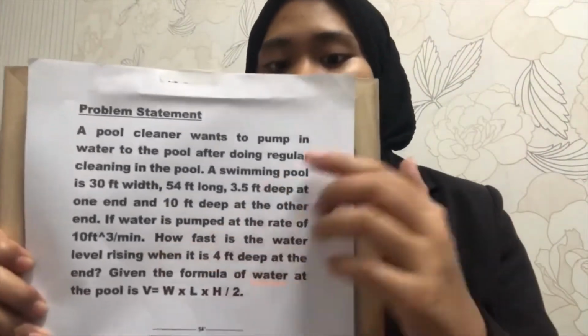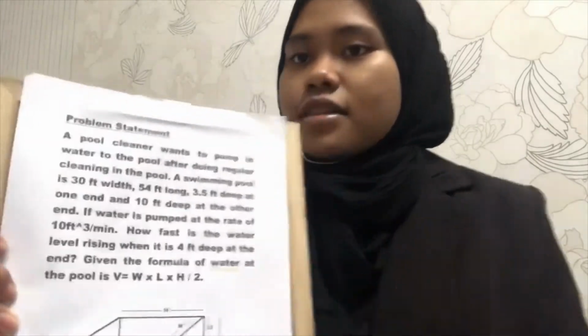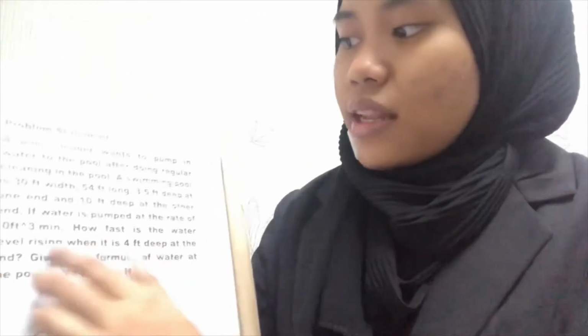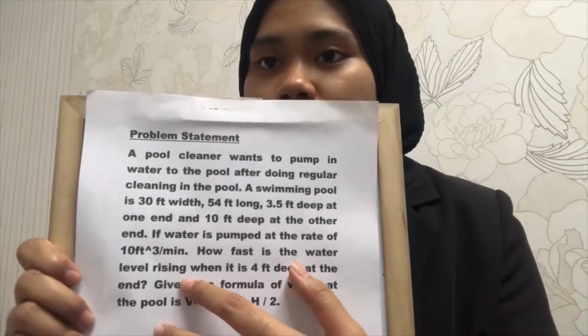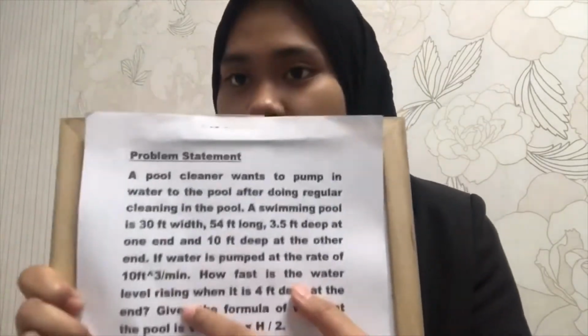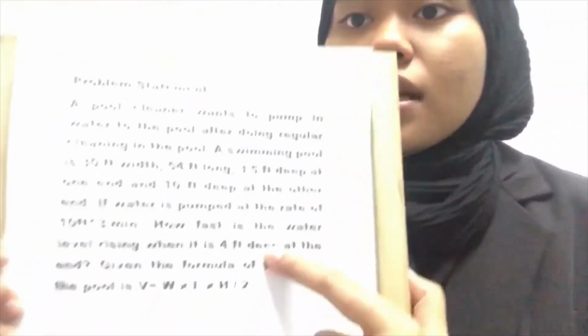So today I want to show how to calculate the problem statement. First, we must find the information given in the sentence. From the sentence, water is pumped at the rate of 10 feet cubed per minute, which gives us the value of dV/dt. So dV/dt is equal to 10. Next, how fast is the water level rising? They want us to calculate the rising water level, meaning dh over dt. When it is 4 feet deep, it means h is 4.